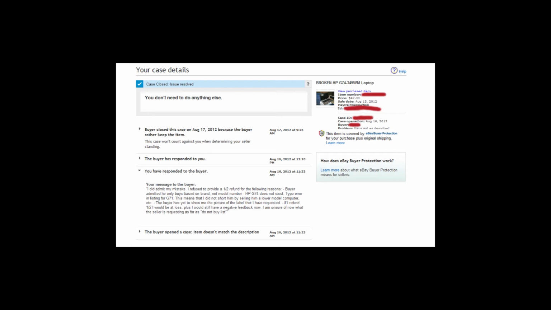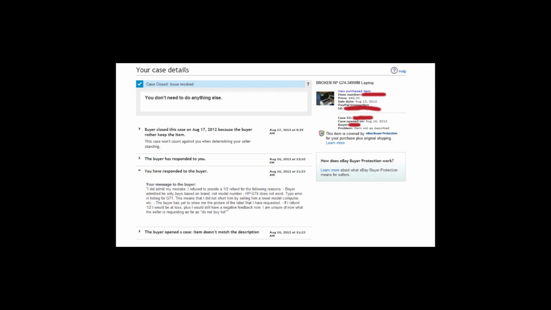He says the HP G74 does not exist, which I can agree with to a certain extent, that he didn't short him anything, and that will be important in a bit here once we get to the end of this. It was a typo error, he states, in the G71, which is very credible and very believable. And he said that this means I did not short him by selling him a lower model computer, etc. The buyer has yet to show a picture of the label that he has requested. If I refund half, I would be at a loss. That doesn't matter at all. He would be at a loss, but if he false advertises, it doesn't matter. Plus, I would still have a negative feedback now, which can be revised afterwards. He says, I'm unsure of what the seller is requesting as far as do not buy lists. I have to agree with that. I'm confused as to what he's saying there, too.